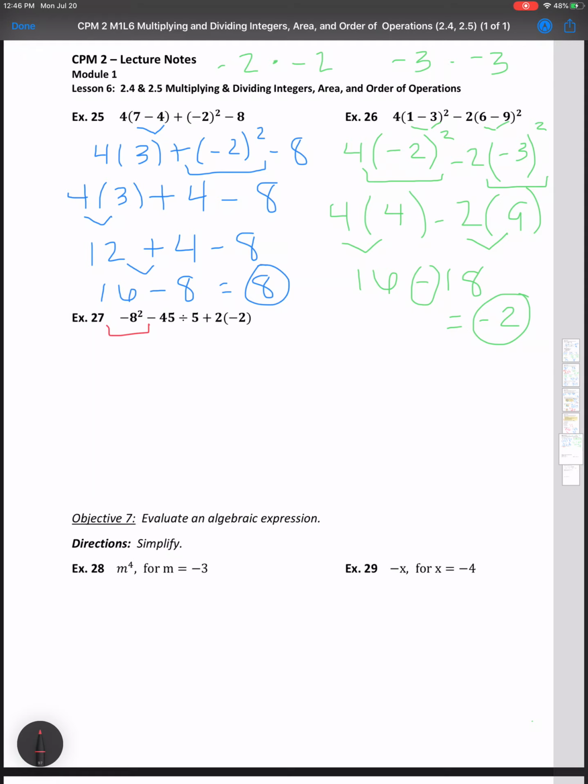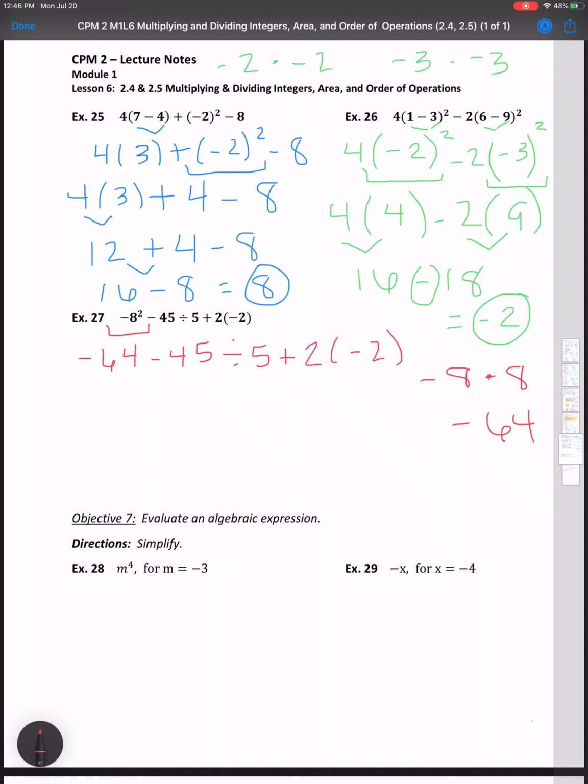There's no parentheses there, so there's one negative sign. What they want me to square is 8, so 8 times 8 is what I'm squaring. Put the negative back on, however you want to think about it, it's going to be a negative 64. So that's a negative 64. Bring down what I haven't used yet, which is everything else. That's my divided by sign. Plus 2 times negative 2.